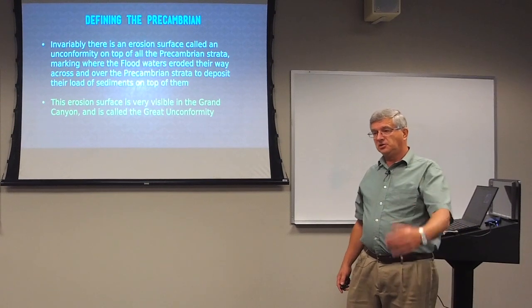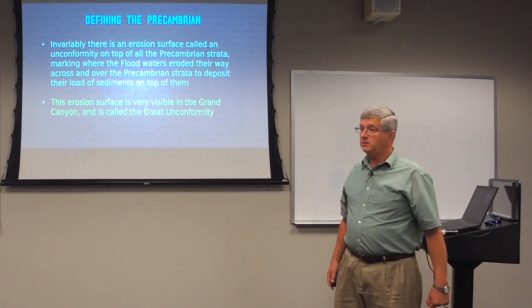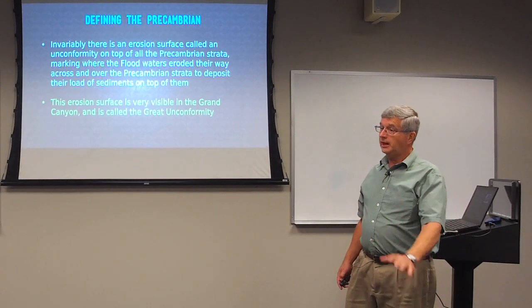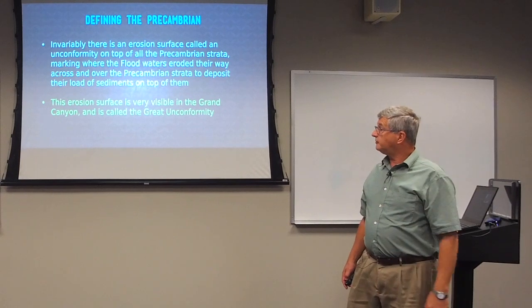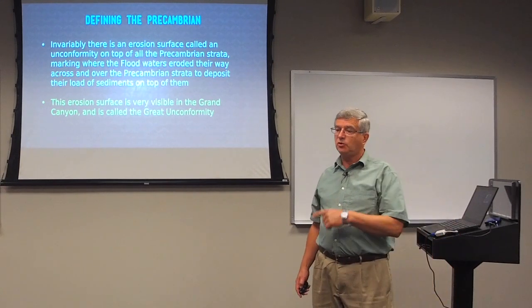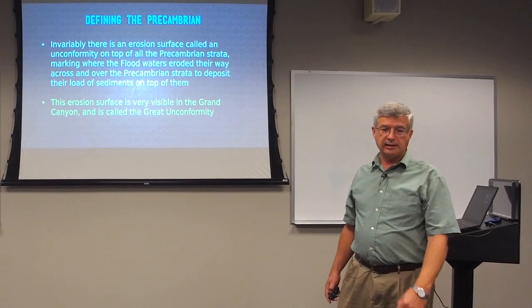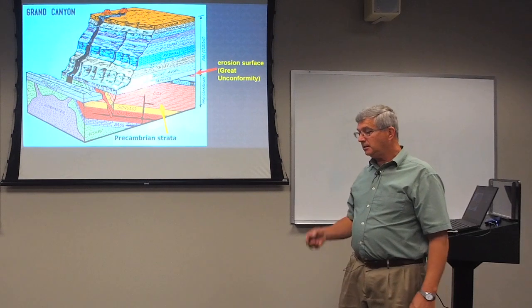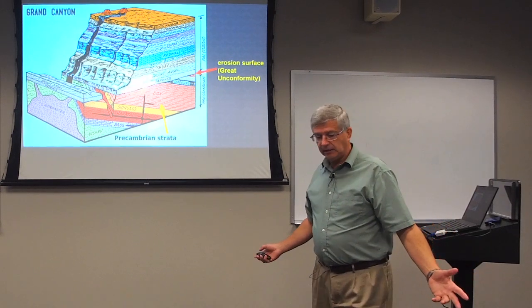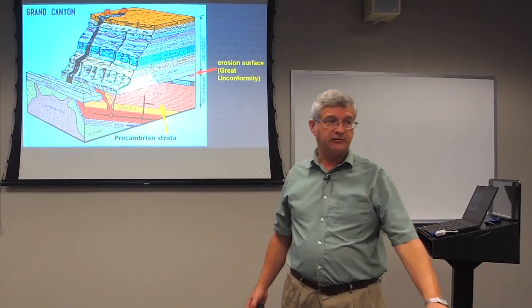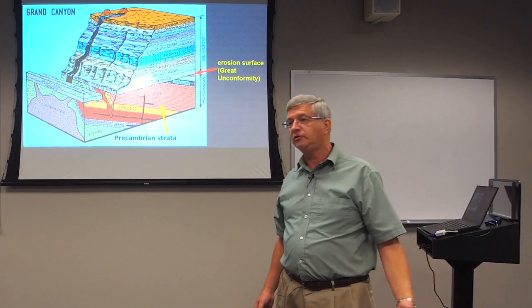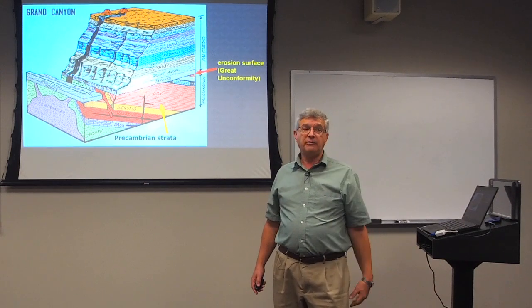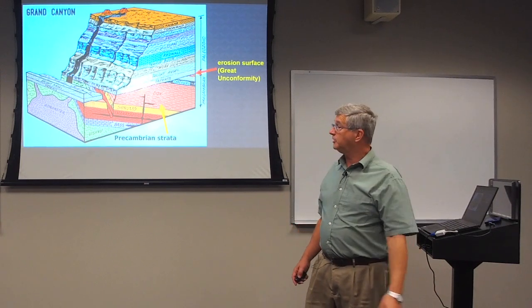Dr. Steve Austin will talk a little bit more about that pre-flood, flood boundary, but we'll touch on it here. This erosion surface is very visible in the Grand Canyon, where it's called the Great Unconformity. I'll show you that, but he'll elaborate more on it in a moment. Here's the Grand Canyon. It's a wonderful place to study, a mecca for geologists, simply because you've got exposed to view an incredible slice of rock units that represent the full spectrum of Earth history.